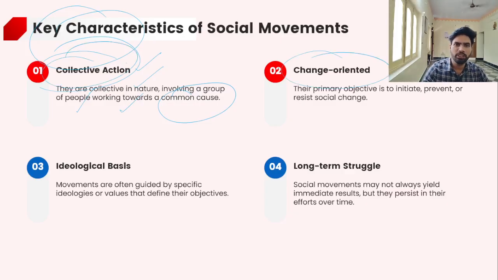Second one is that it is change oriented, means social movements are change oriented. The primary objective of social movements is to initiate, prevent, or resist social change. This is what change oriented means. And the third key feature is ideological basis, meaning it will have an ideological basis. In the previous session we studied several ideologies which were influencing social movements.